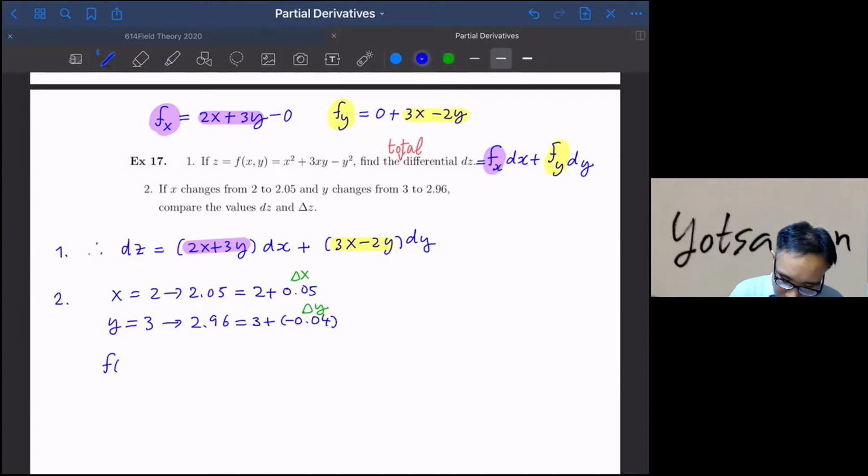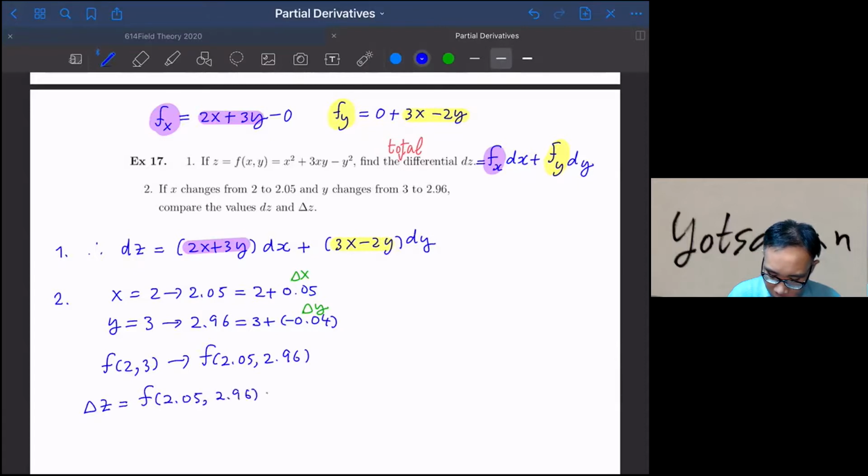You have delta x and delta y, and the value of z is f. So the point f(2, 3) will change to f(2.05, 2.96). So delta z will be just the difference between these two numbers: f(2.05, 2.96) subtract f(2, 3).